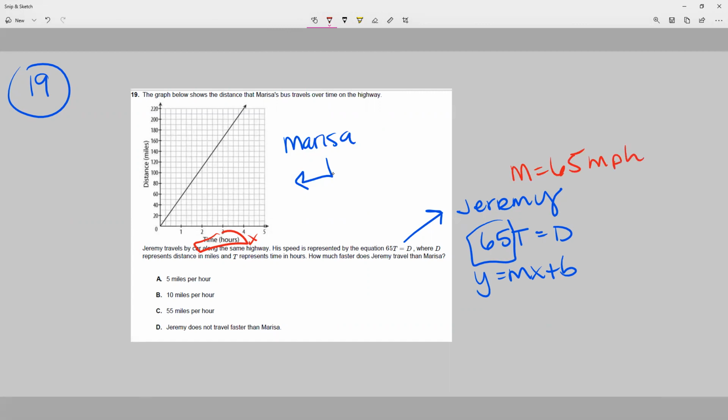Whereas Marissa, you'd have to look at her picture here. So she's going from 0, and it looks like the next good point, it's hard to tell, I'd say that's a pretty good point here. So it looks like she went 110 in 2 hours, which is 55, which also should mean that there should be a point at around 55 here, which there is right there. So this is 55 miles per hour. So if we're asking how much faster he's going than Marissa, he's going 65 and she's going 55, which is 10 miles per hour more.